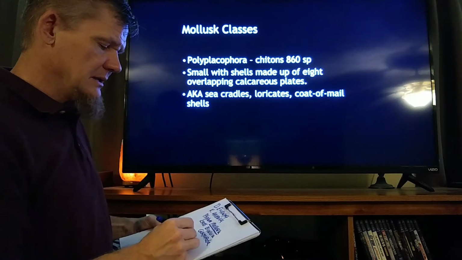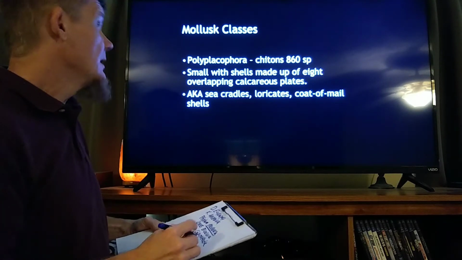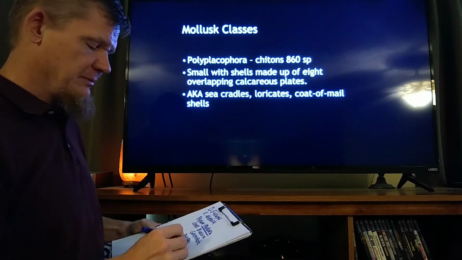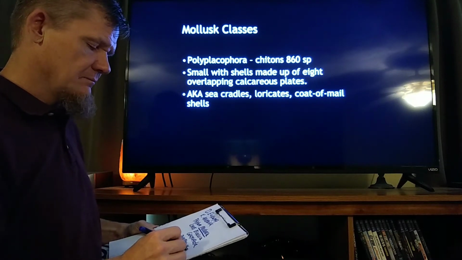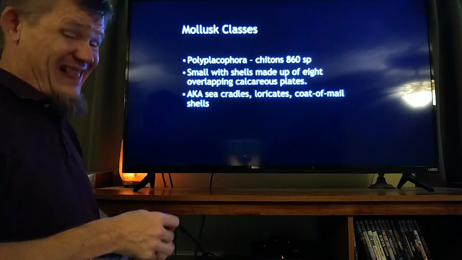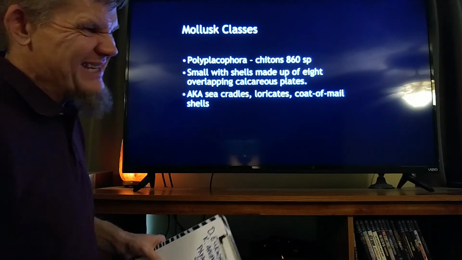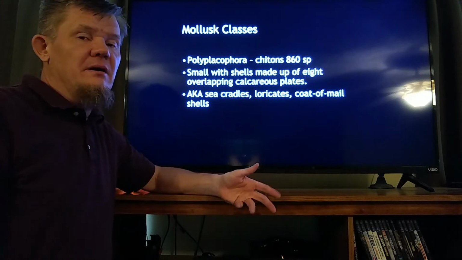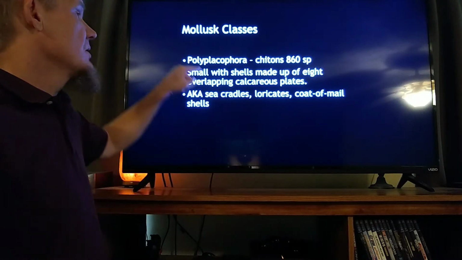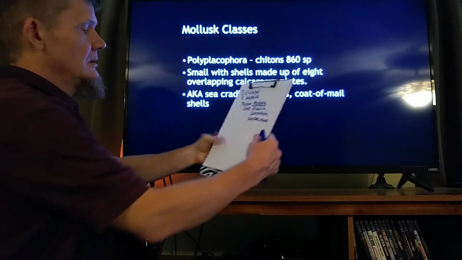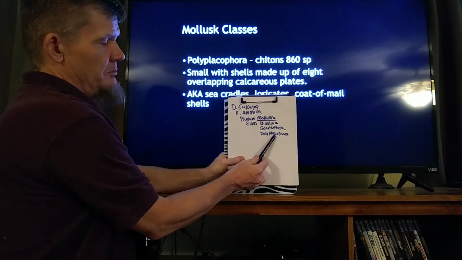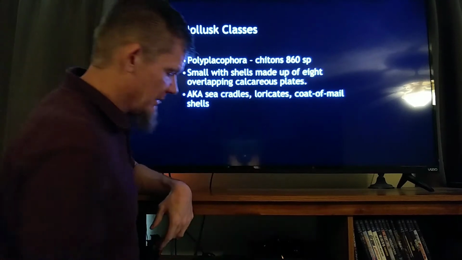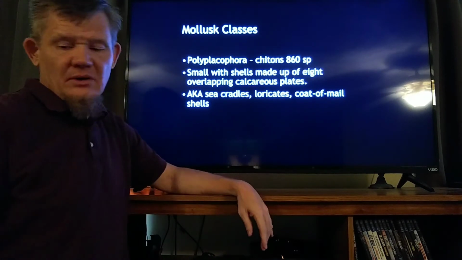What does poly mean? Poly means many. What's a plaque? We talked about plaque before. Plaques are flat plates. And what does phore mean? Phore comes from the root word phere, which means to possess. So polyplacophoran means many plate bearer. They've got 8 overlapping plates. These animals are called chitons.